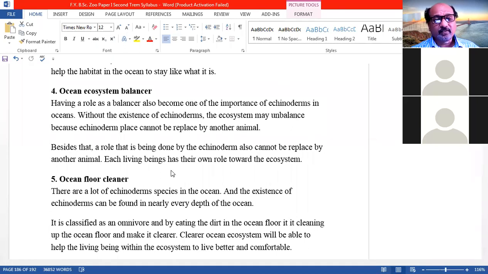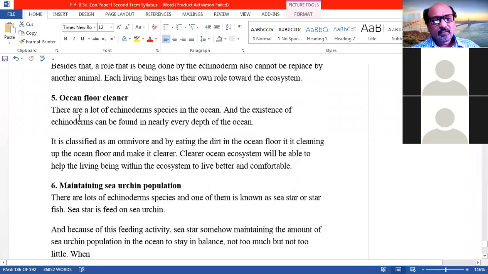Ocean floor cleaner, known as cleaning organisms. There are a lot of echinoderm species in the ocean, and they can be found at nearly every depth of the ocean. They are classified as omnivores, and by eating the dirt on the ocean floor, they make it cleaner. A cleaner ocean ecosystem will help the living beings within the ecosystem to live better and more comfortably.